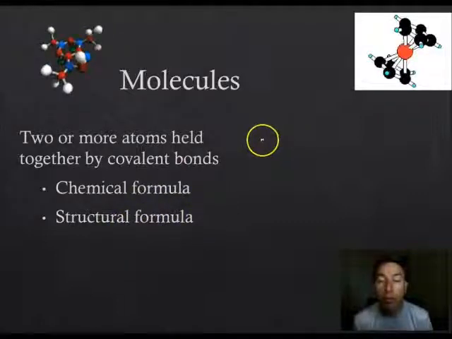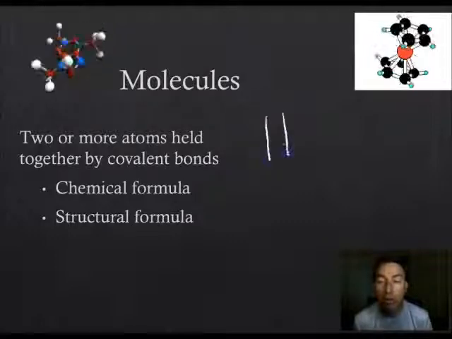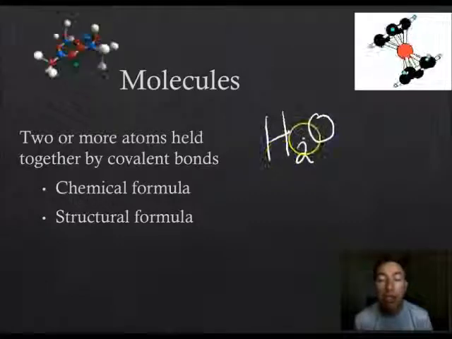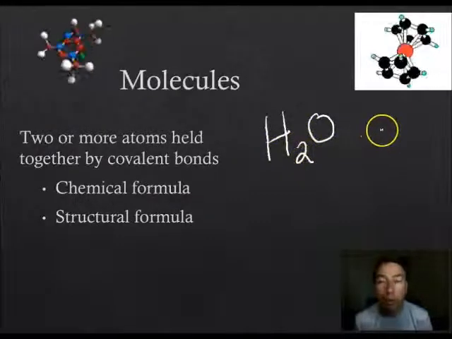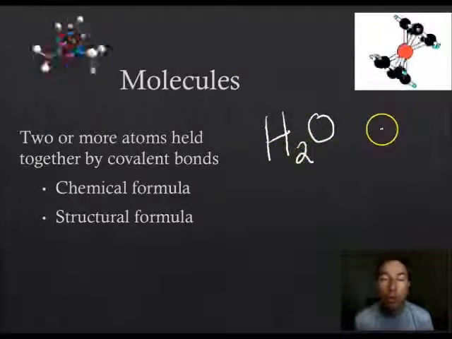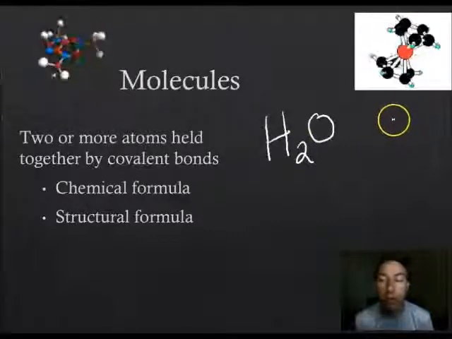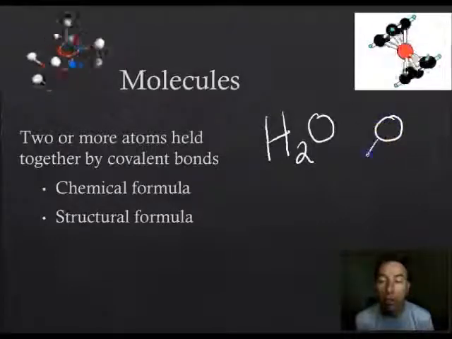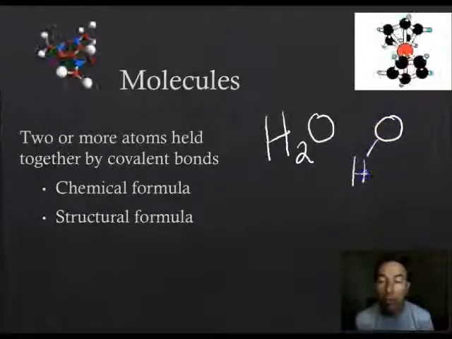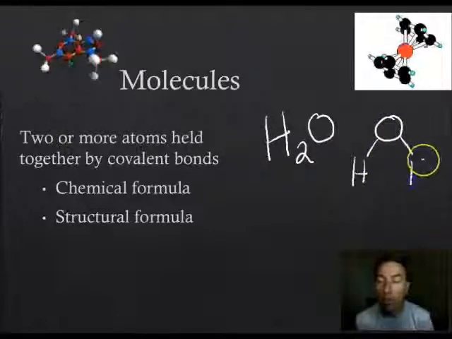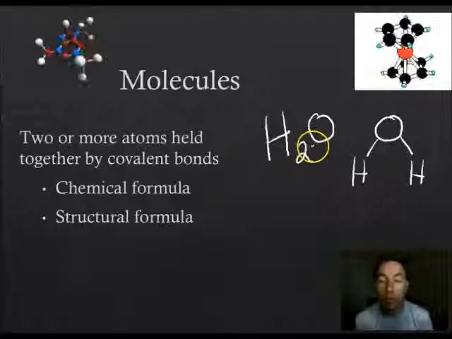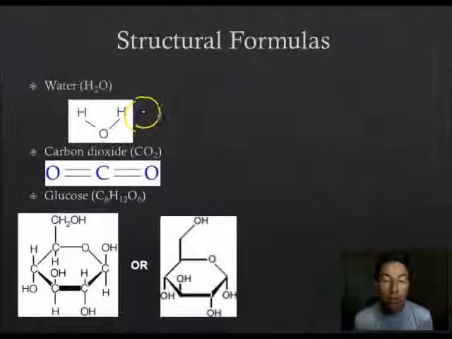So let's take a look at water real quick. Water has the chemical formula, everyone should know, H2O. That's the chemical formula for water. However, the structural formula shows the arrangement of the atoms in the molecule. So we have an oxygen that is bonded to one hydrogen in this direction and another hydrogen in this direction. So this would be the structural formula of water, and this is the chemical formula. But once again, here's a look at water.